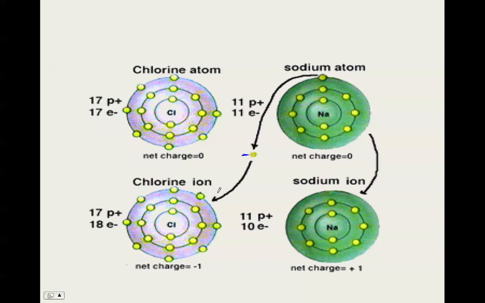If you count up the protons, they will always stay the same. Chlorine is always going to have 17 protons, and sodium is always going to have 11 protons. What will change in the formation of an ion is the number of electrons. You should also notice that the valence shells are full right now due to the transfer of an electron from the sodium atom to the chlorine atom. So let's recap.